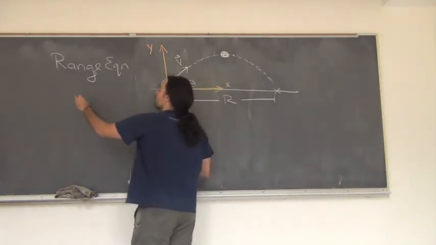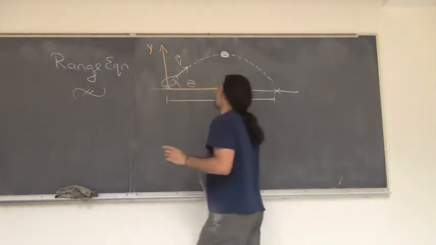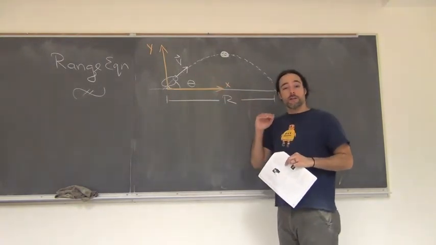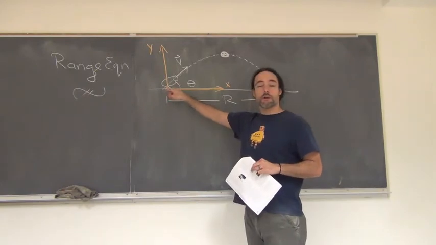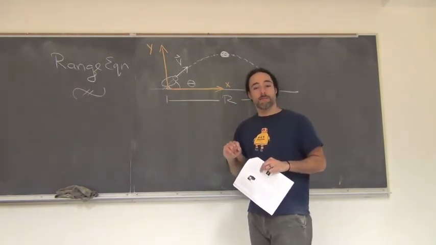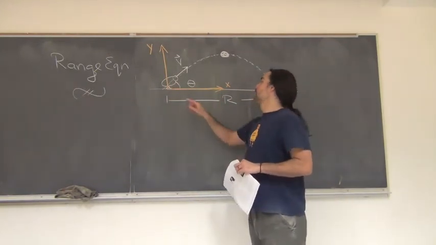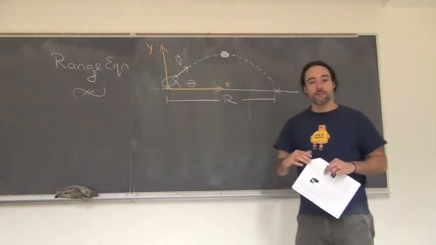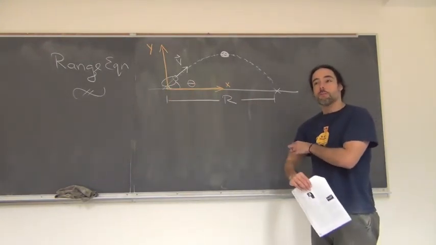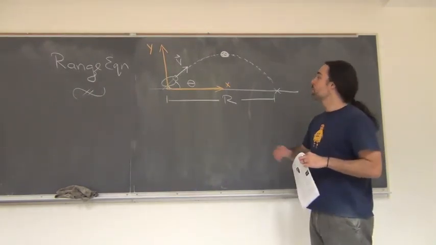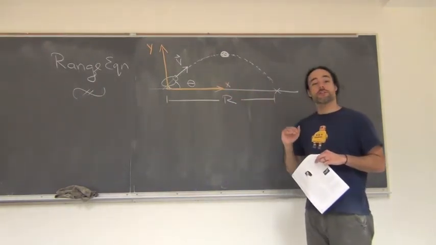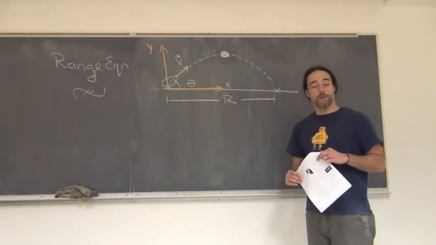So let's see how we can solve this range equation. I've already drawn in my coordinate axes. I've defined the origin to be the spot where the cannonball that I am firing leaves from. So I've defined my coordinate axis, so we should be good with step 1. Step 2 is we want to break all our vectors into their different components.